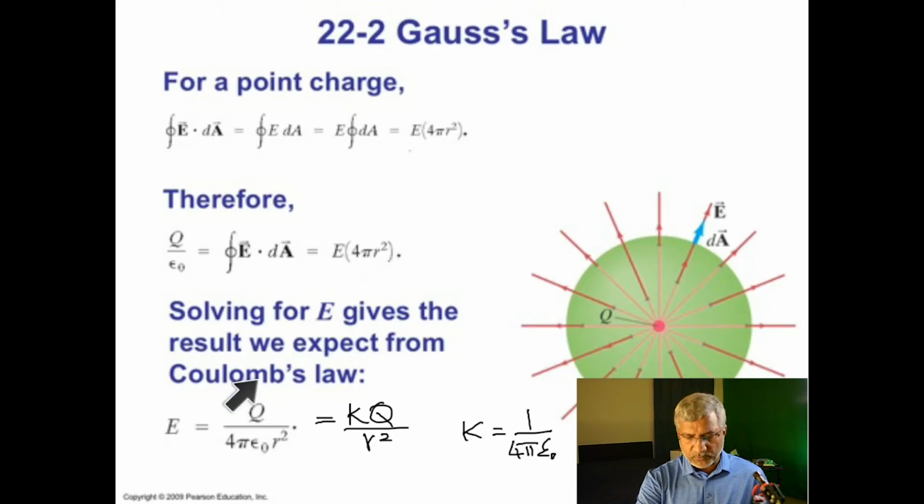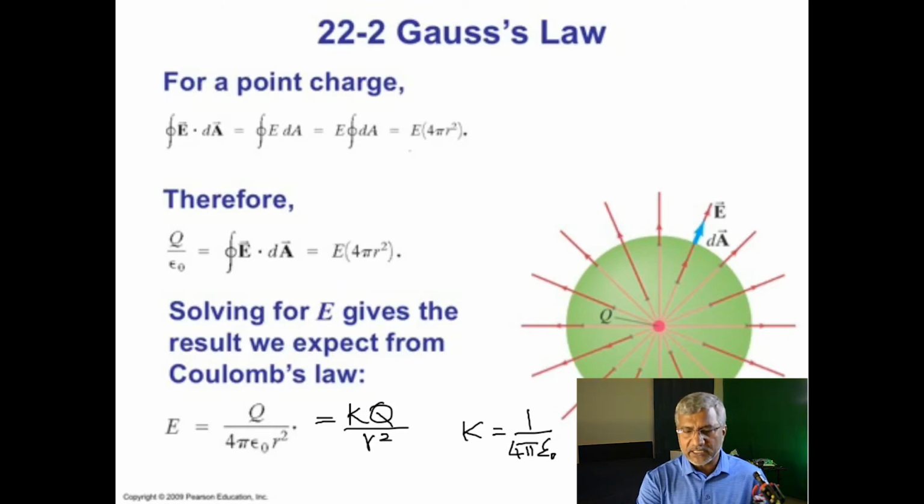Rearrange that, and we're going to get E. You see that E is equal to Q by 4 pi epsilon naught r squared. But do you remember that 1 by 4 pi epsilon naught is represented by k, which has a value 8.99 times 10 to the 9? We use that, so you should remember that.